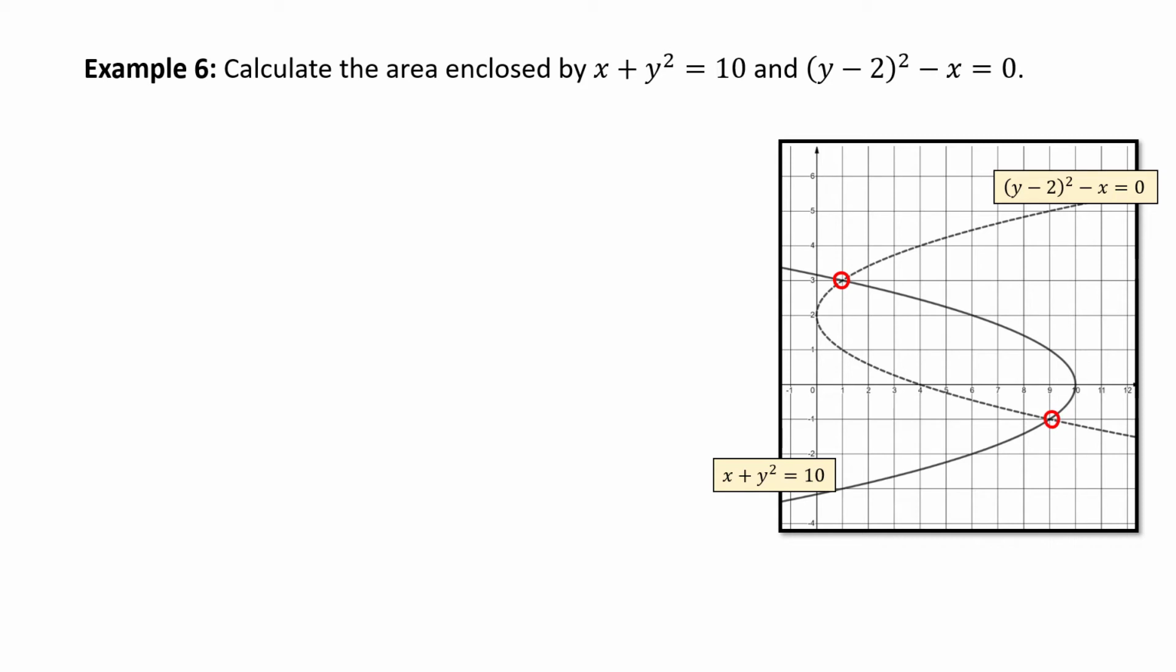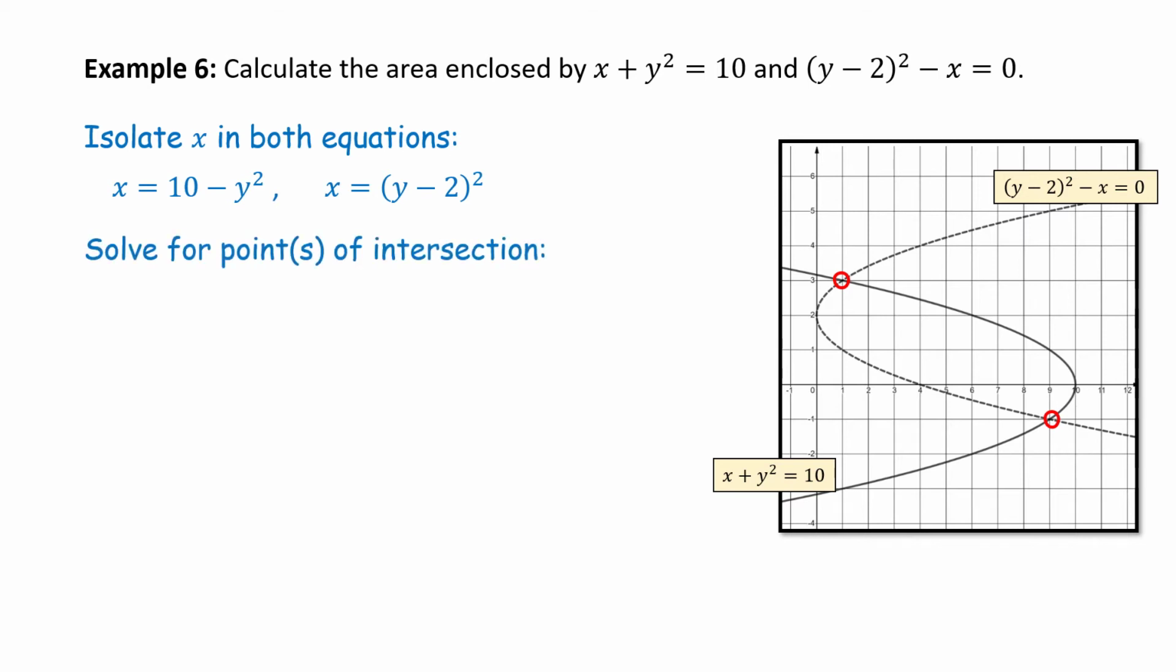We'll integrate with respect to y, so to do this, we'll first isolate x in both equations. For the first one, we'll get x equals 10 minus y squared, and for the second equation, solving for x, we'll get x equals the quantity y minus 2 squared. Now we're going to solve for points of intersection, the y values.